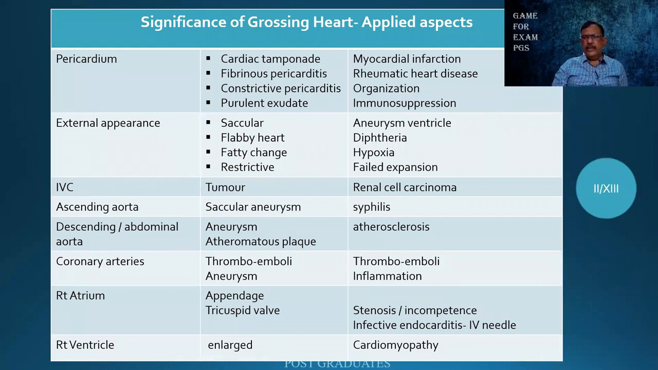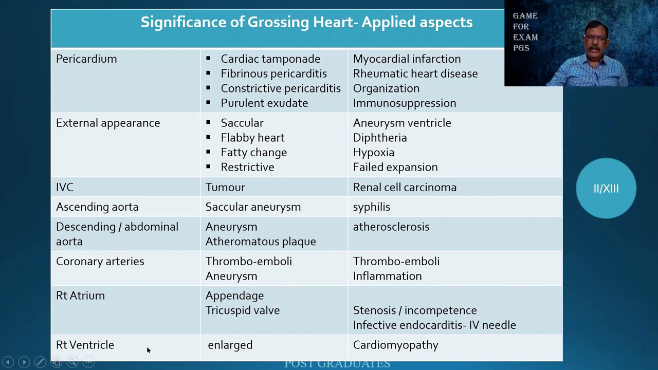Now, what is the significance of grossing the heart? I have compiled my own list over here. From the pericardium, what do you see? From the external surface, what do you see? Inferior vena cava, the tumor that I said, renal cell carcinoma. Ascending aorta, sometimes we can find a saccular aneurysm in a case of syphilis. Descending or abdominal aorta, these are all the classical lesions: atherosclerosis. Coronary arteries, most important culprit will be the thromboembolus. Sometimes there can be an aneurysm in a case of a myocarditis.